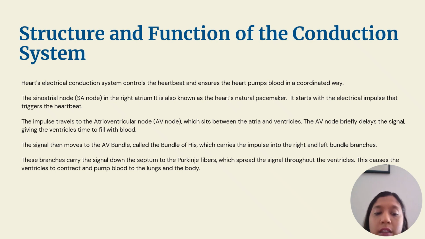The signal then moves to the AV bundle called the bundle of His, which carries the impulse into the right and left bundle branches. These branches carry the signal down the septum to the Purkinje fibers, which spread the signal throughout the ventricles. This causes the ventricles to contract and pump blood to the lungs and the body.